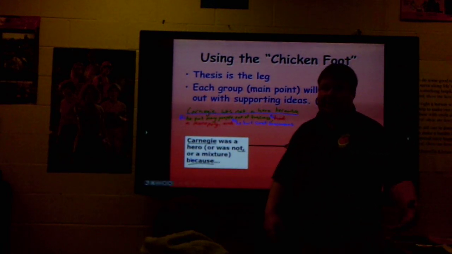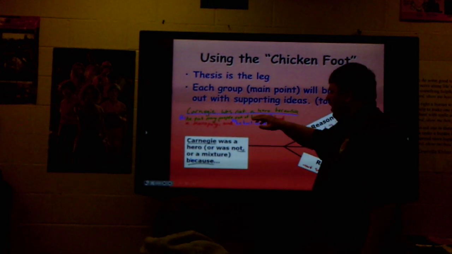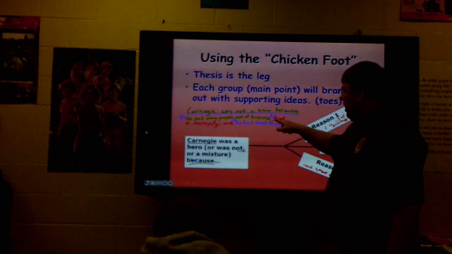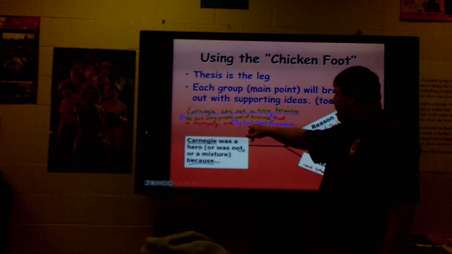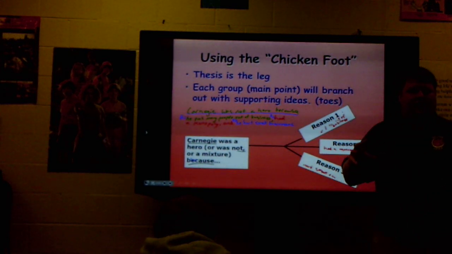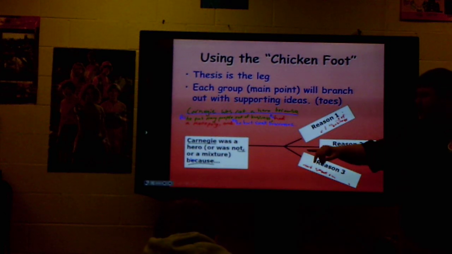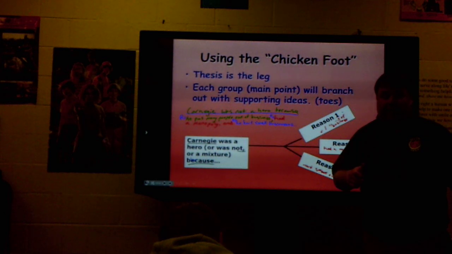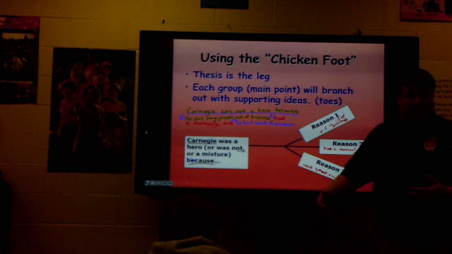Carnegie, or I would say, put his whole name, Andrew Carnegie was not a hero because, reason 1, he put many people out of business. Reason 2, he had a monopoly, and reason 3, he hurt small businesses. That's a good thesis statement. It's got all the parts to it. And when I read that thesis statement, I know what your paper is going to be about. You got me? I know what each of my 3 paragraphs is going to be about. Does this make sense to everybody?